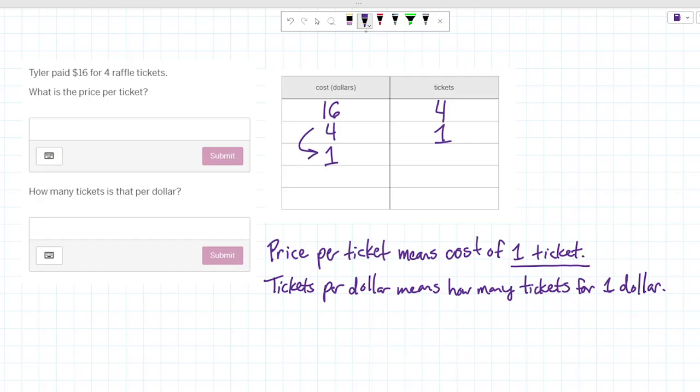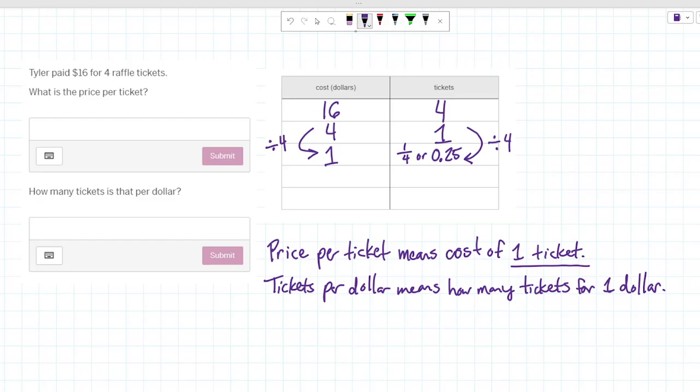So how do I get from 4 to 1? We just did this. We said 4 divided by 4 is 1. So on the other side, the right-hand side, what do I need to do? I should take 1 and divide that by 4. And what is 1 divided by 4? Well, that would be 1/4, or you could think of it as 0.25.